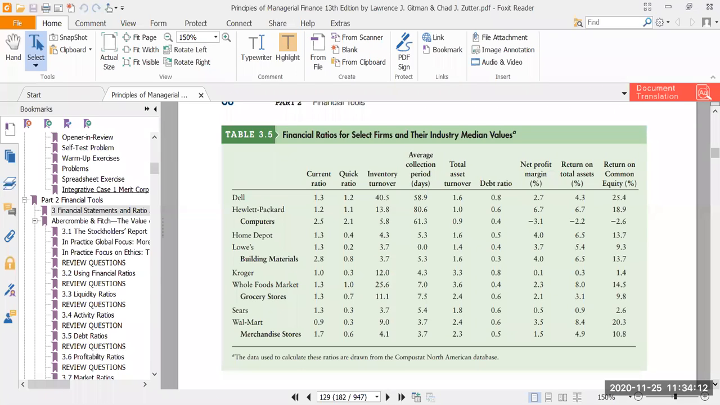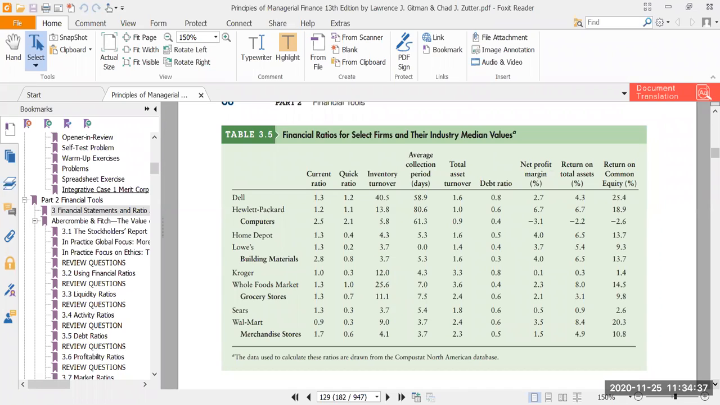First is the current ratio, quick ratio, inventory turnover ratio, average collection period, total asset turnover, debt ratio, net profit margin, return on total assets, and return on common equity. These are different kinds of ratios which we calculate for a firm to analyze the financial health and financial performance of that firm.